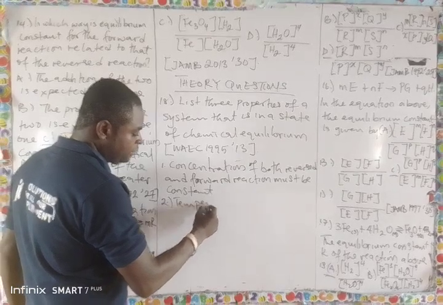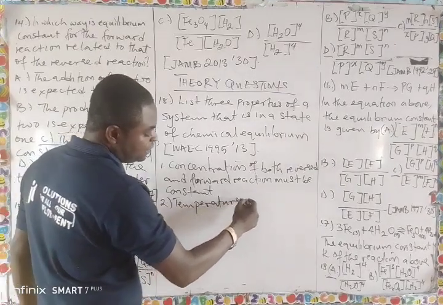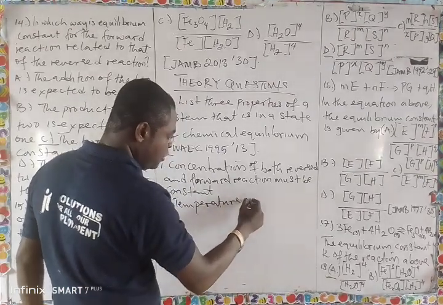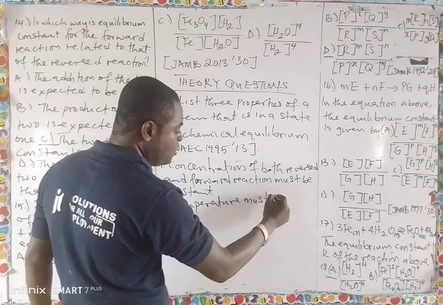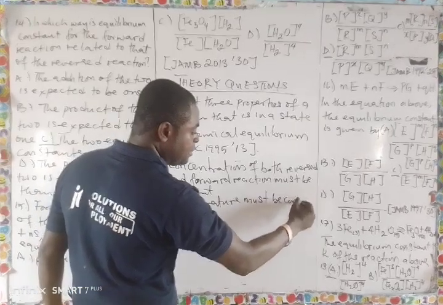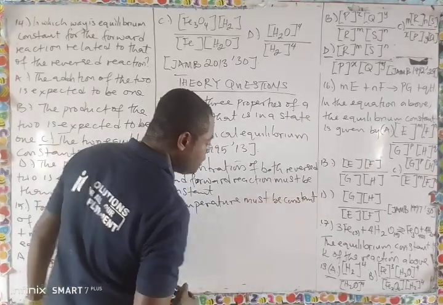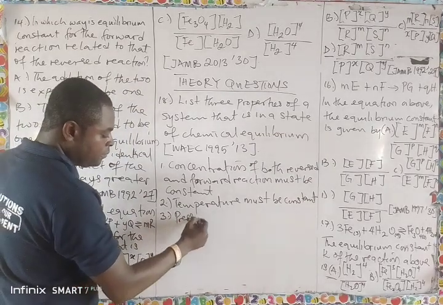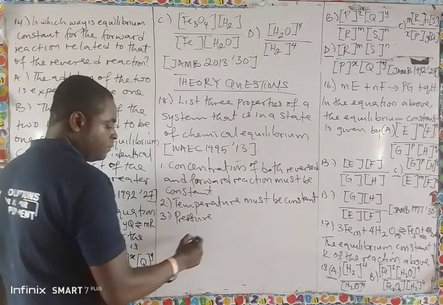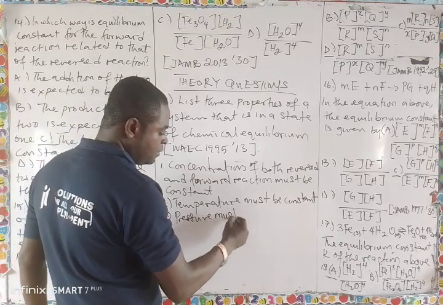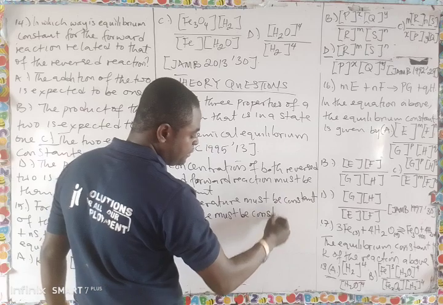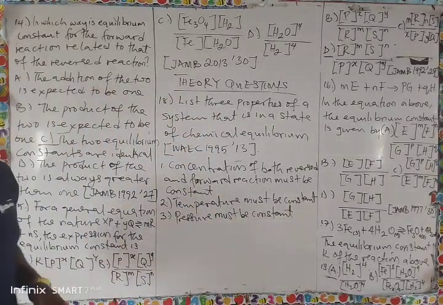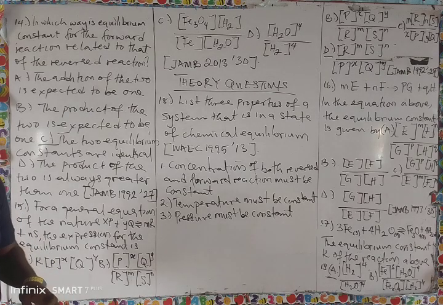Temperature of both. You can say temperature must be constant. Temperature is the only one that has degrees. Then number 3, pressure must be constant. You can say it must be constant for both forward and backward reactions.